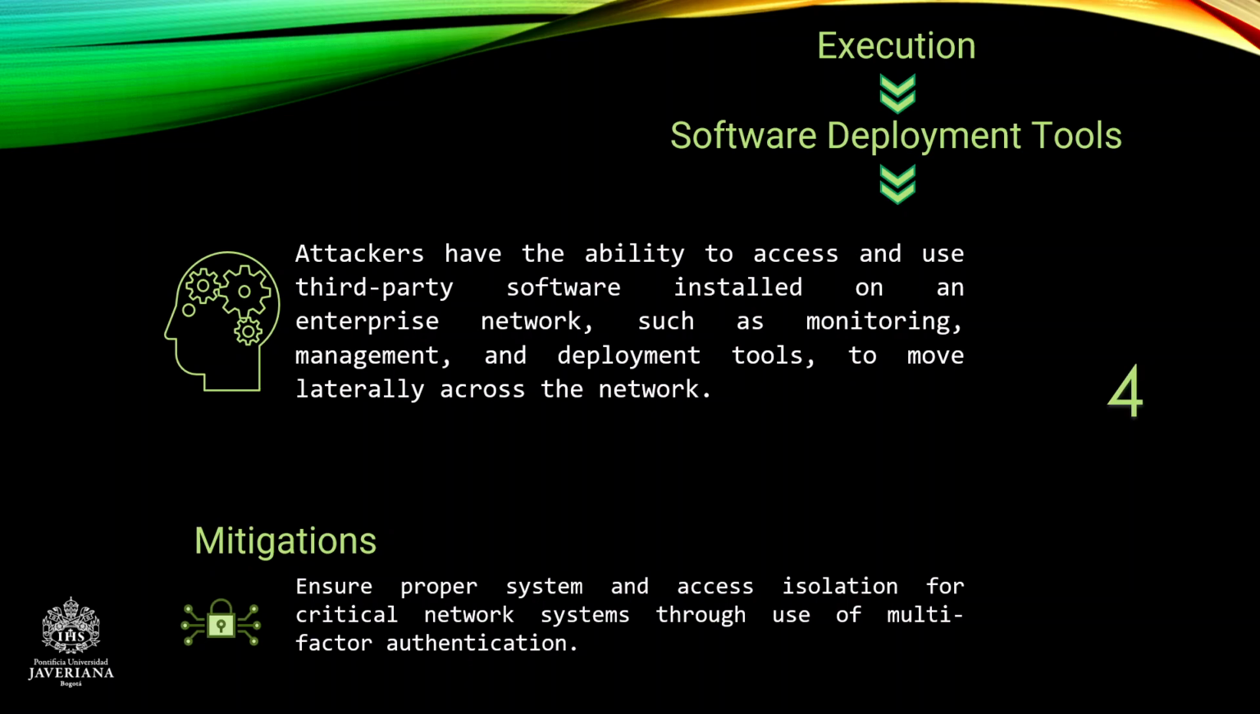Execution. Attackers can use third-party software installed on an enterprise network to move laterally across the network. These systems can be used for administrative purposes and are commonly found in enterprise network environments, such as SCCM and HBSS.